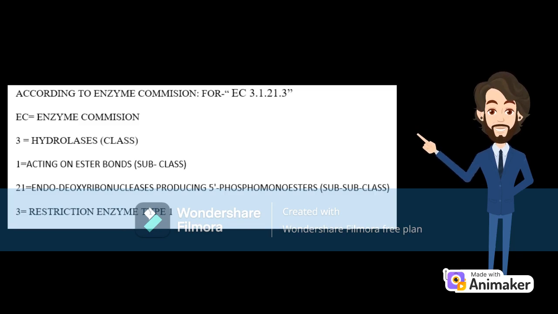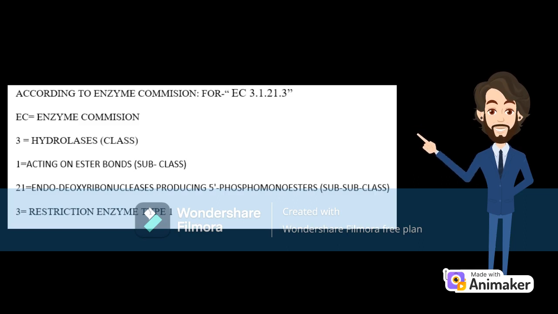Now we will discuss how the name came about. EC means Enzyme Commission, which gave the actual nomenclature of the enzyme. So EC refers to the enzyme commission. 3 refers to the class. We know that there are 6 classes of enzymes: oxidoreductases, transferases, hydrolases, ligases, and so on.